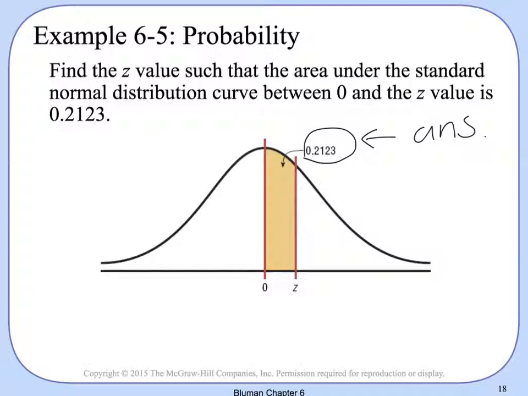Who's my good guessers? Well, we knew 2 point whatever was up here. One standard deviation was like 34%, wasn't it? So it's less than 1. Who's got a guess? 0.8? 0.7? I don't know. Something positive, right?